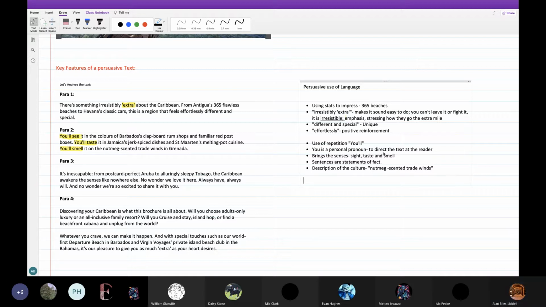Okay. So moving on to paragraph 3. So it says, sir? Oh yes. The second one, it makes you feel more comfortable because it says the familiar red post boxes. Yes, very good. And although it's a different culture, it's saying it's not so unusual. Yes, well done, Will. It says with the jerk spice and stuff, it adds more information. Yes, exactly.